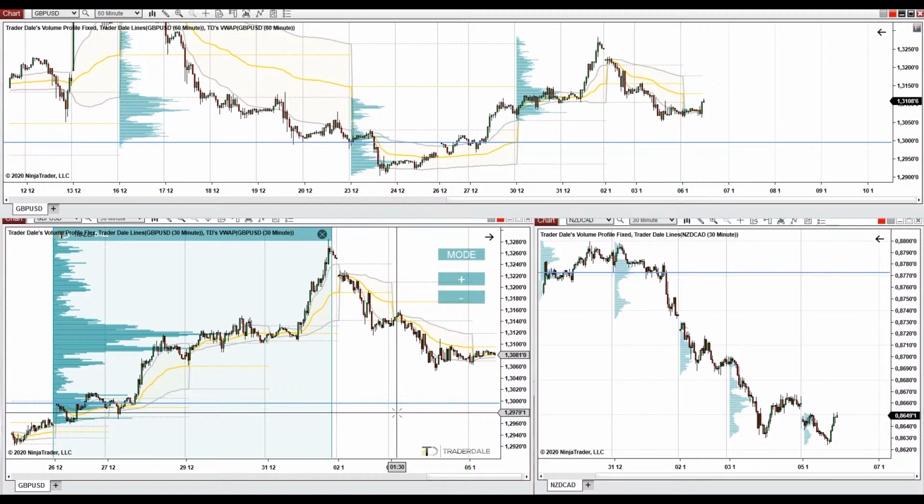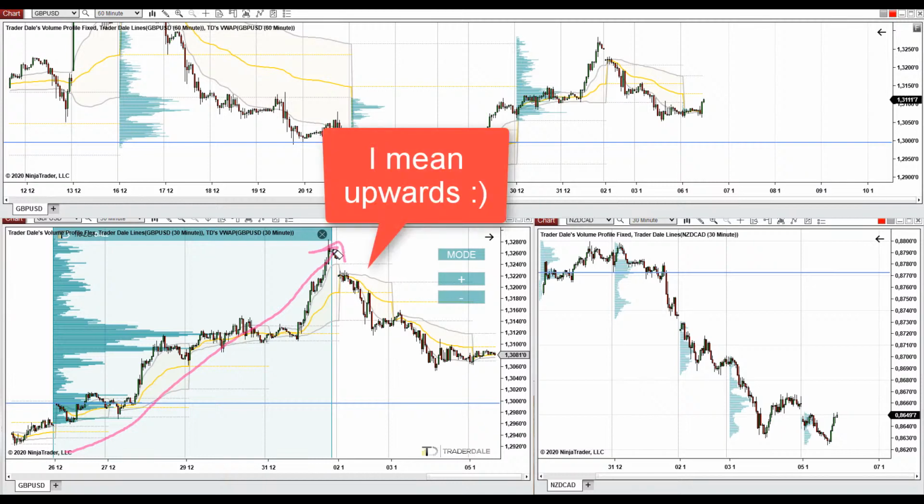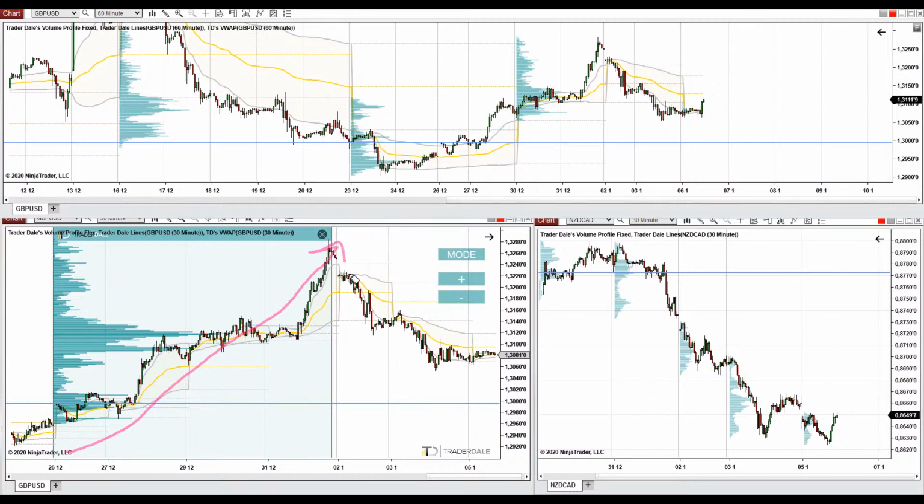Now the next trading idea is also an intraday trading idea. It is on the British pound. There was a strong buying activity on the British pound. Strong buyers pushing the price upwards. Then the price turned, and with the New Year's open, the price goes downwards.